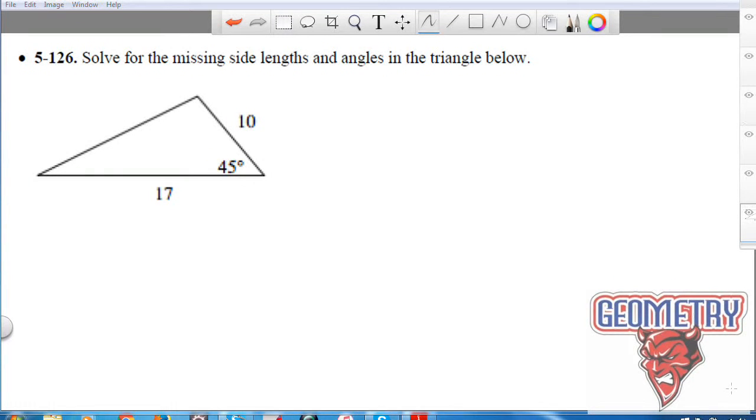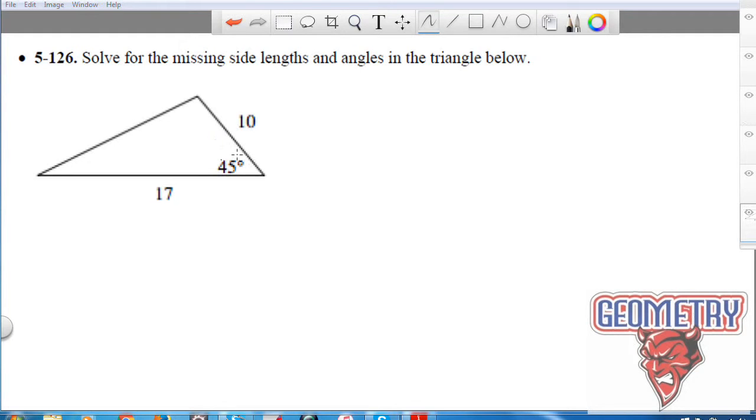Okay, this is number 126 of chapter 5. This problem's going to take a bit of time. This one's pretty complicated. A lot of stuff we gotta do, basically use all our tricks and tools that we have for triangles and trig in this one. So we gotta solve for the missing side lengths and the angles. So, there's a couple different ways you can do this.